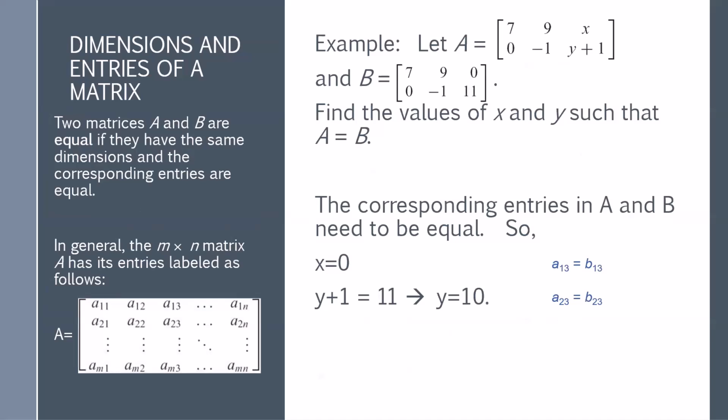Two matrices A and B are said to be equal if they have the same dimensions and the corresponding entries are the same. So for example, if I have a matrix A and a matrix B, as in this example, the two matrices are only equal if the entry in the first row, third column of A, our value of x, is the same as the one in the first row, third column of B, 0. So x has to be 0. Similarly, y plus 1 has to equal 11. So y is equal to 10.